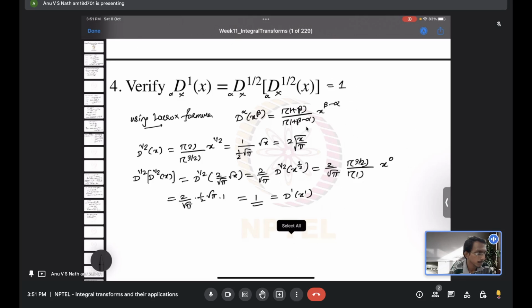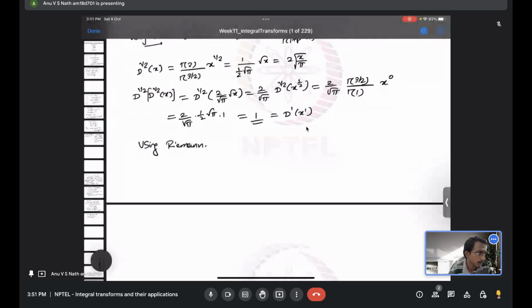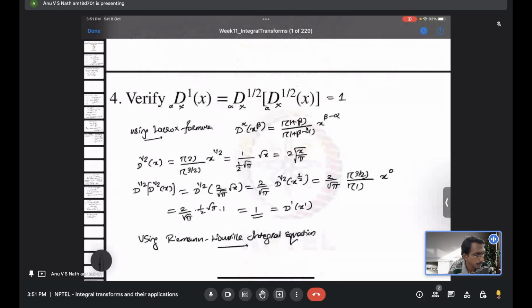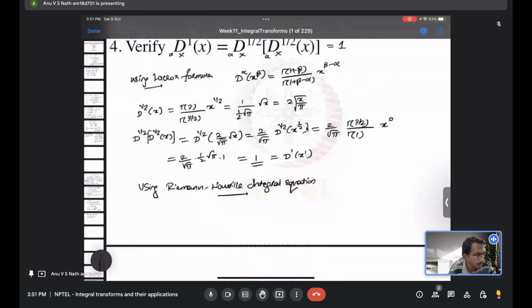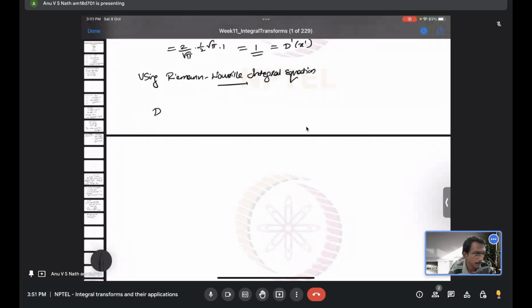Now using the Riemann-Leibniz integral equation. So we need to verify that. So first of all, d raised to half of x raised to 1. So first of all, let us write the Riemann-Leibniz integral equation. D raised to minus alpha of f of x is equal to 1 by gamma of alpha integral 0 to x, (x minus t) the whole raised to alpha minus 1 f of t dt. And this is possible for alpha positive.